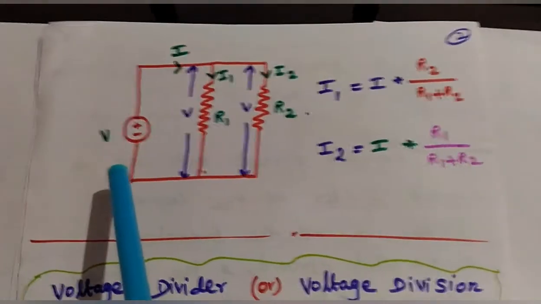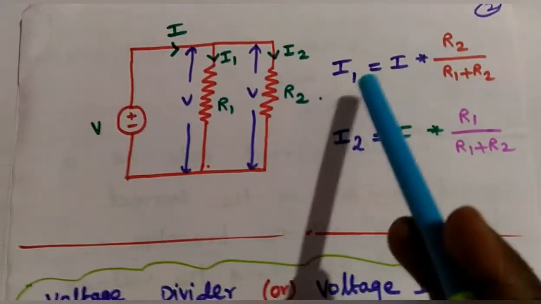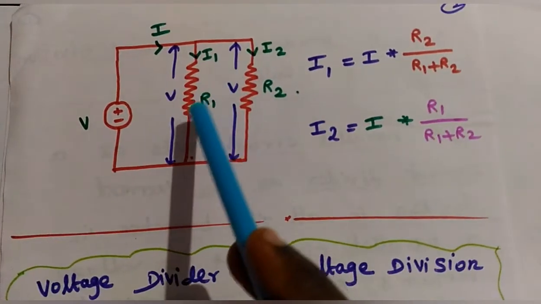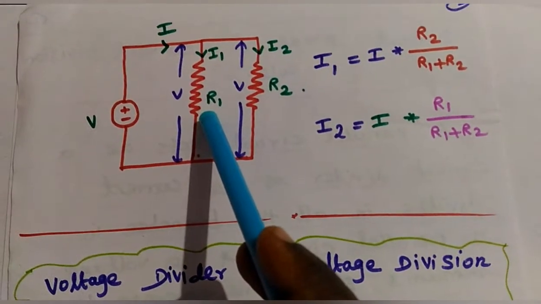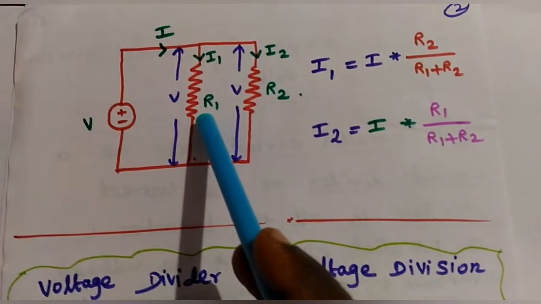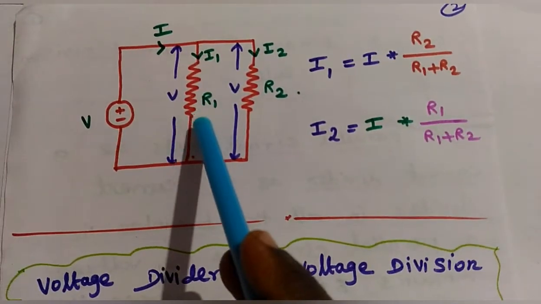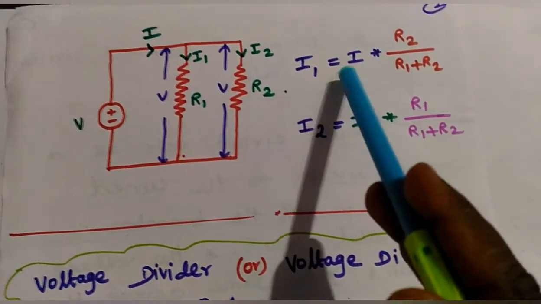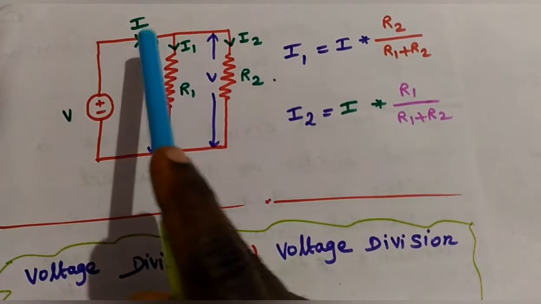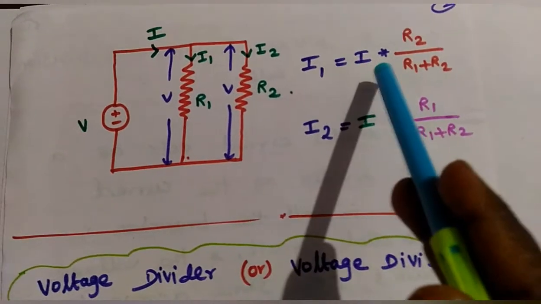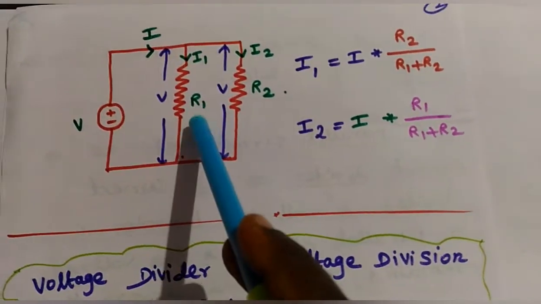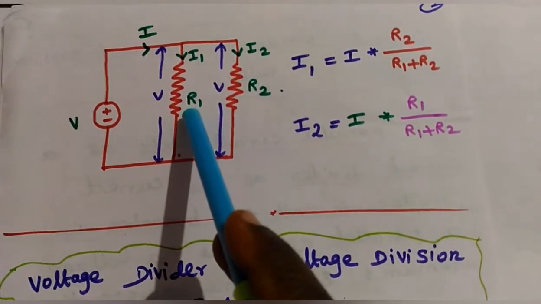Already I said what the current divider rule is: we want to find the current flowing through a particular resistance. So now I have taken the current I1. That is, we want to find the value of current I1 flowing through the resistance R1, so this is the unknown value. What is the formula? The total current in the parallel network is I, times the resistance opposite to this R1.